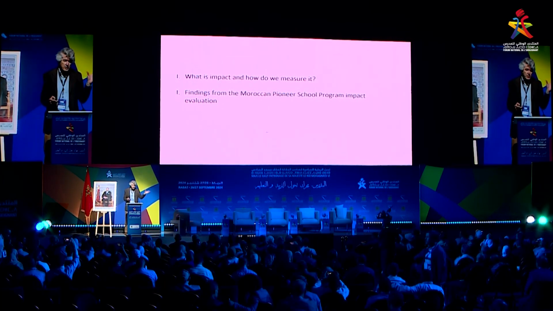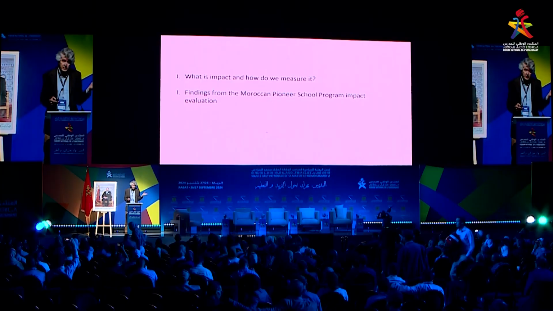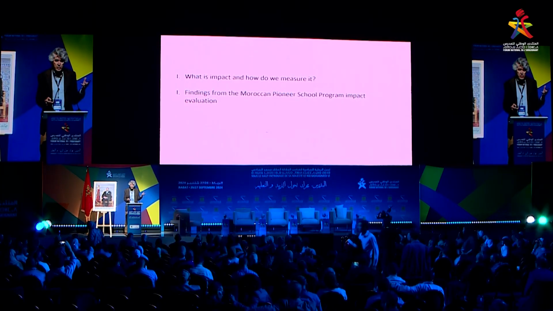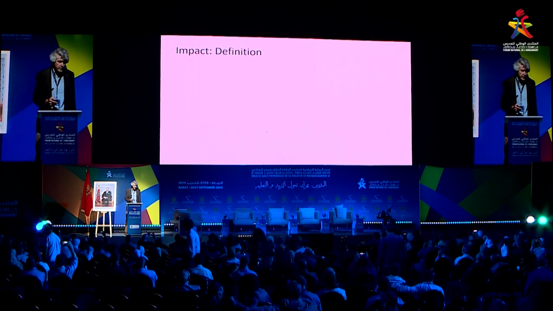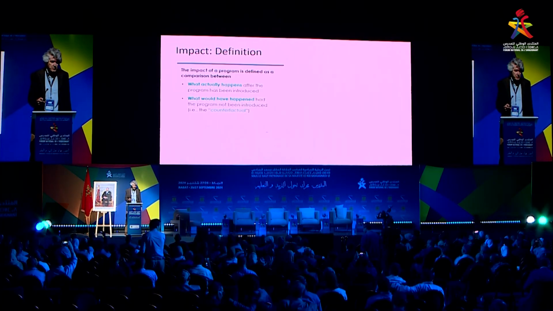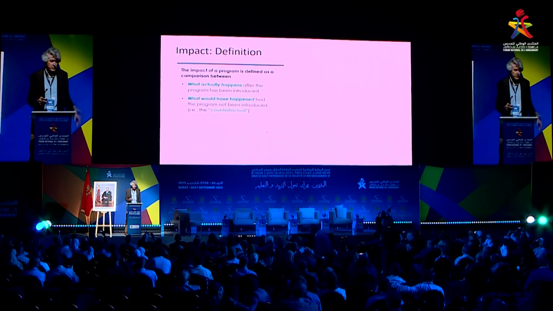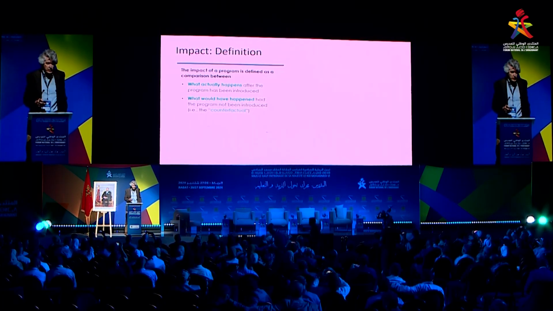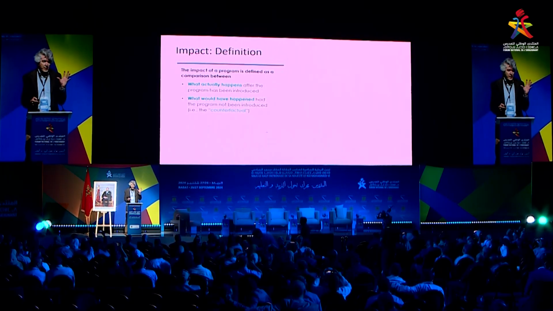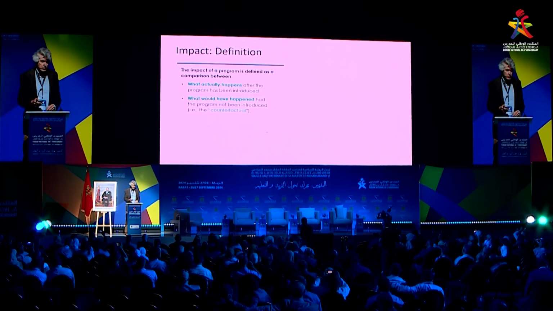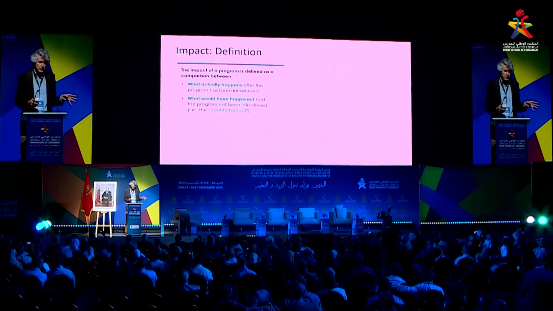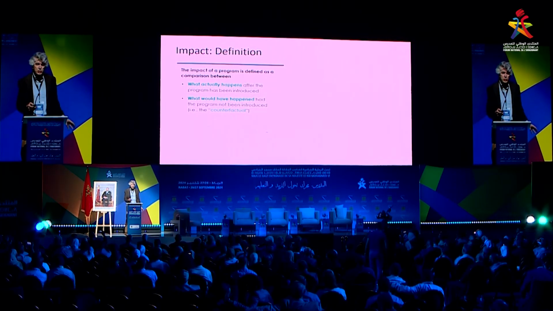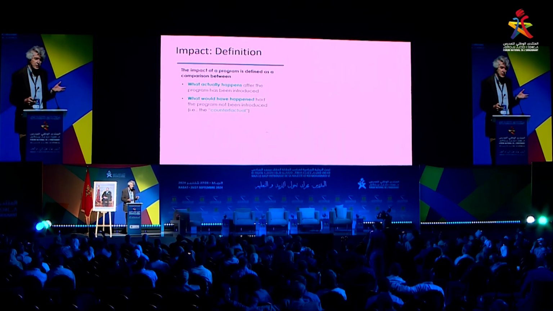First I'll talk about what we mean by impact or effectiveness and how we measure it, and then I'll talk about an evaluation of Morocco's Pioneer School program. A definition of impact or effectiveness, they're almost the same thing, is that we really need to compare two things: what happens when the program is implemented, and what would have happened if the program had not been implemented. The difference between those two things is the measure of the effectiveness or the impact of the program.